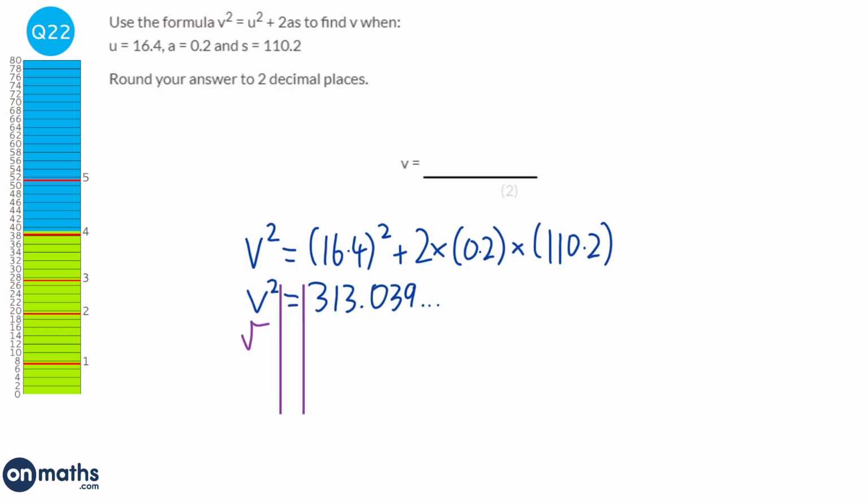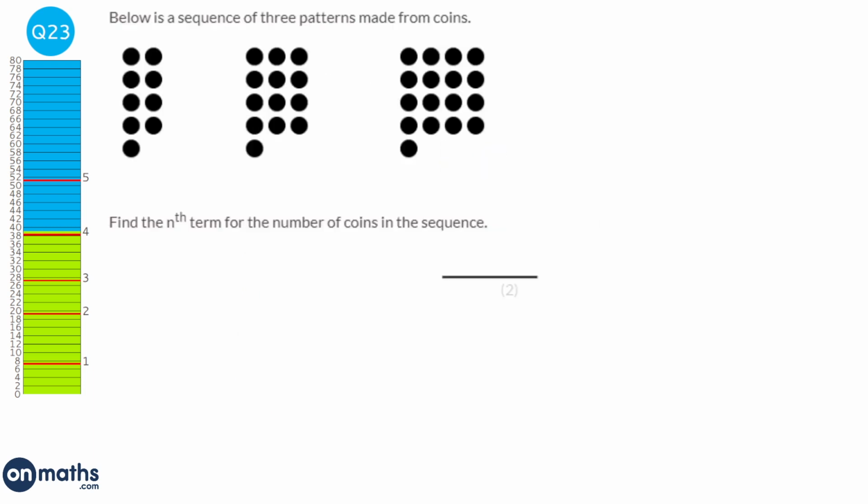And what we're going to do is quickly solve this by square rooting both sides, because it's v squared equals and we just want v equals. So v equals, and we're just going to square root that on the calculator, 17.692 blah blah blah. It says it wants it to 2 decimal places, so that's just going to be 17.69.